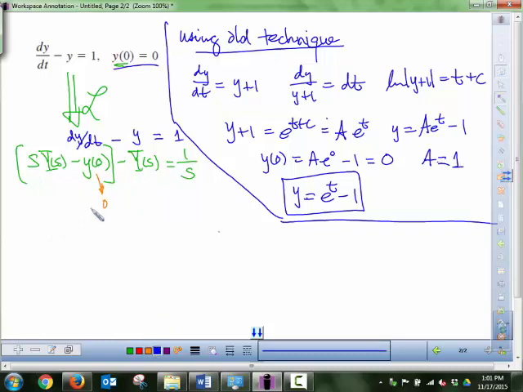And then we're solving for capital Y, essentially. So what do we have left? We have s times y of s, minus y of s, is equal to 1 over s. It looks like we can factor out a y of s here, and then solve for y of s.